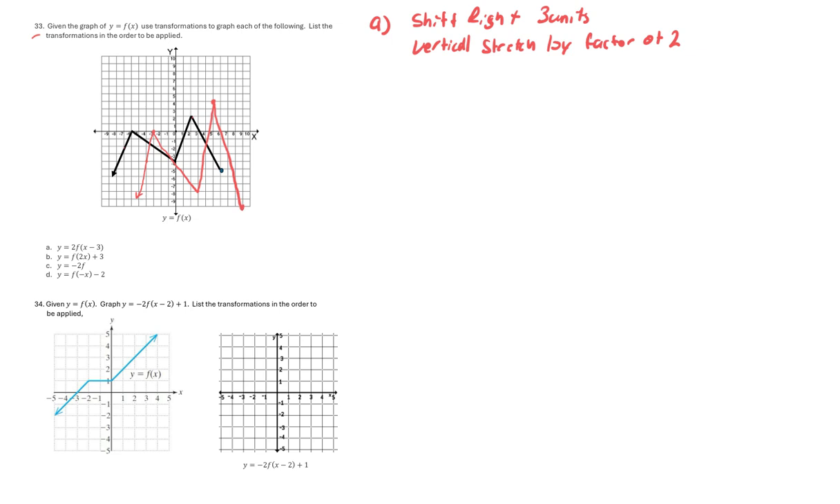We'll do part B in blue. So horizontal shrink by 1/2. Vertical shift by 3 units.